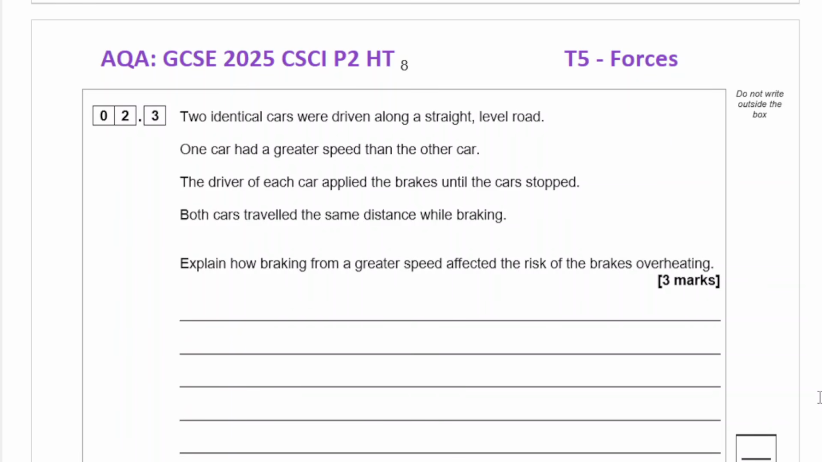Two identical cars are driven along a straight level road. One car has a greater speed than the other. The driver of each car applied the brakes until the car stopped. Both cars traveled the same distance while braking. Explain how braking at a greater speed affected the risk of the brakes overheating. Now, this question links to the transfer of energy. It's actually linking to the first topic on energy.